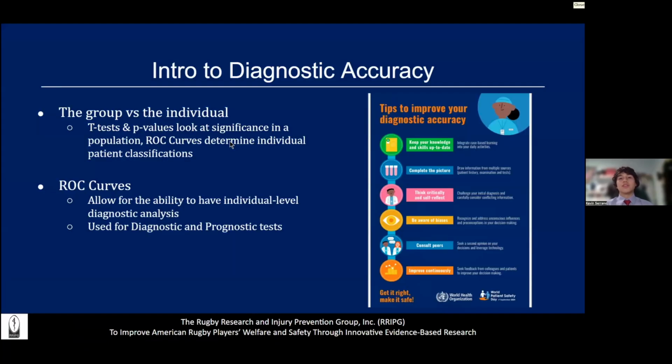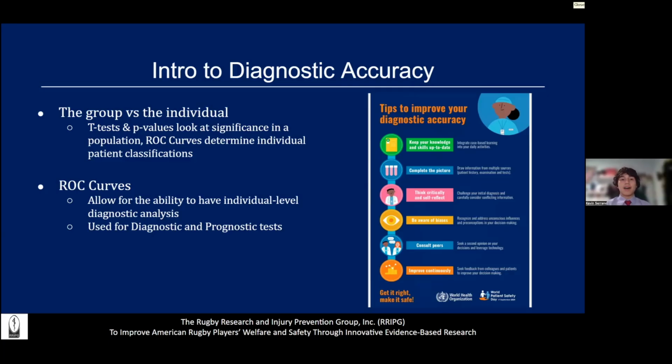So let's get an intro to diagnostic accuracy. We normally conduct clinical or sports science research. We frequently find statistically significant differences between groups. For instance, noting that concussed athletes perform worse on a cognitive battery than healthy controls. However, a low p-value does not automatically mean that a clinical test is ready for the field.